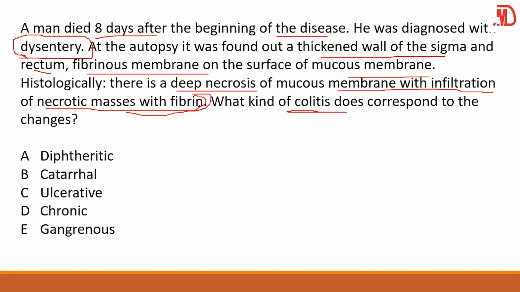So now over here, they didn't really mention whether it is easily removable or not. However, we have nothing to confuse us. This is definitely a diphtheric type of fibrinous exudate. Why? Because they are telling us that the mucous membrane was infiltrated with necrotic masses and with fibrin, which is fibrinous. In catarrhal, there'll be an increased production of mucus. So here we're thinking of A.